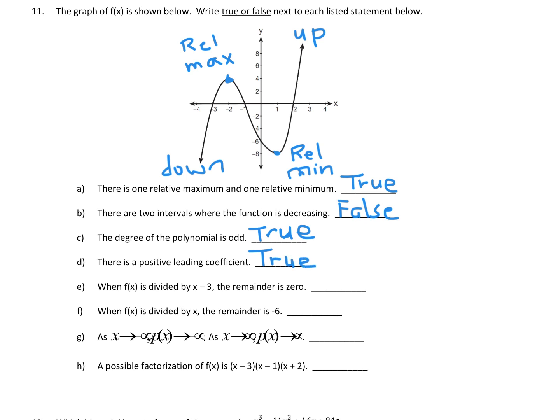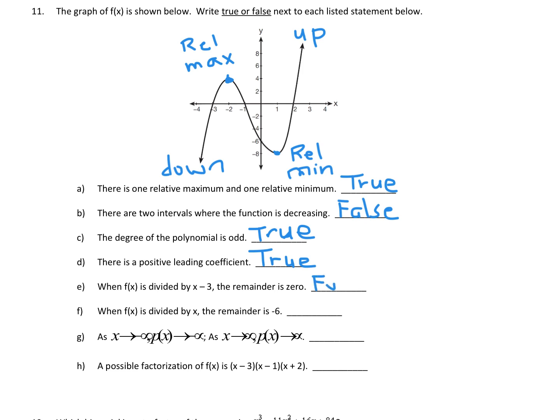All right, letter E. When f of x is divided by x minus 3, the remainder is 0. Okay, if we're dividing by x minus 3, we want to go to positive 3 on the x-axis. And they're saying the remainder is 0. What that means is the function would be 0 at positive 3. That's not true. The function is going to be somewhere all the way up here. So that is a false statement.